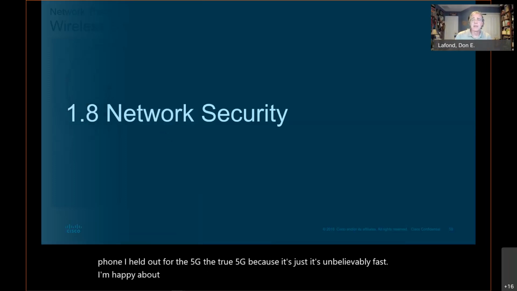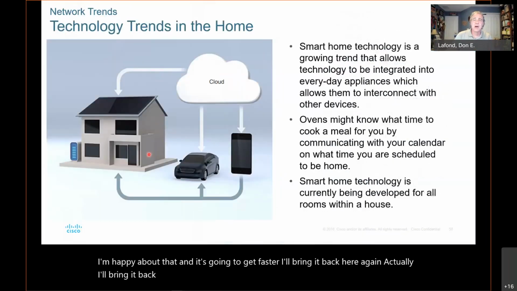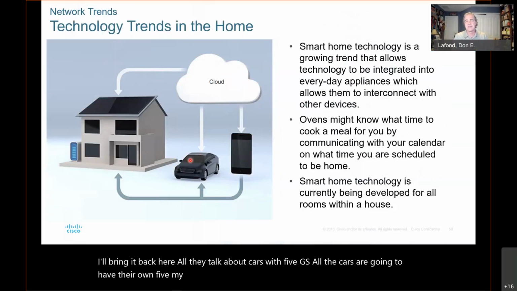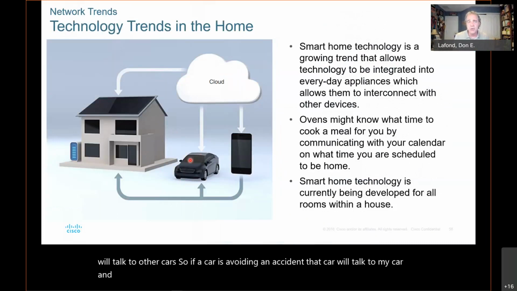You know, I'll bring it back here again. They talk about cars with 5G. All the cars are going to have their own 5G. I don't know if my car has a 5G connection, but my car will talk to other cars. So if a car is avoiding an accident, that car will talk to my car and tell me, I'm avoiding an accident, move. It's not relying on the driver.